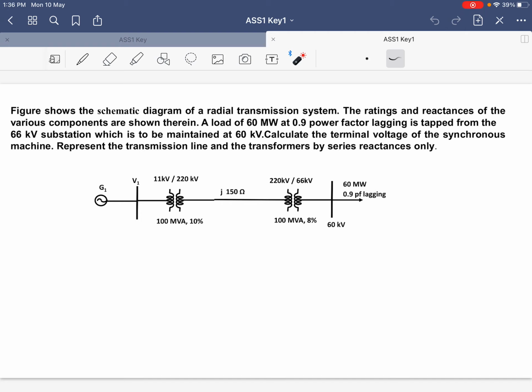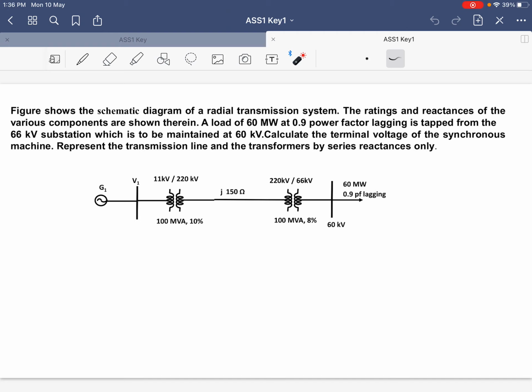In this numerical, our first step is that he asks you to calculate the terminal voltage of the synchronous machine. That is the voltage V1 he asks to calculate. But we are not bothered about the generator rating, what he needs is the voltage at this particular point, that is, bus number 1 you can call.